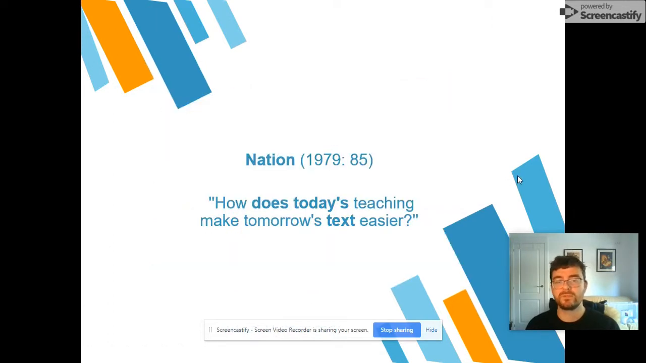Let's finish with this quote. It's from Paul Nation from a long time ago now, and he was talking about reading, but it can equally apply to listening, I think. How does today's teaching make tomorrow's text easier?